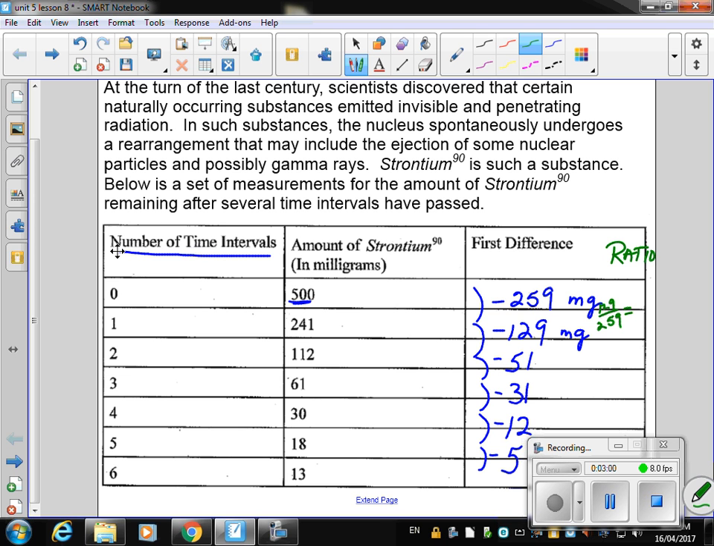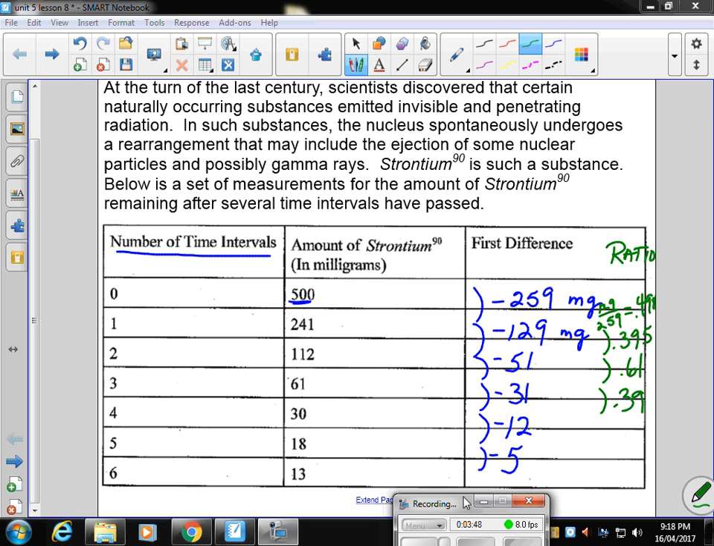is 0.498. For the next ones, notice negative divided by negative is positive, so I'm not writing it down. 51 divided by 129 is 0.395. 31 over 51 is 0.61. 12 over 31 is 0.39. And lastly, 5 over 12 is 0.42.